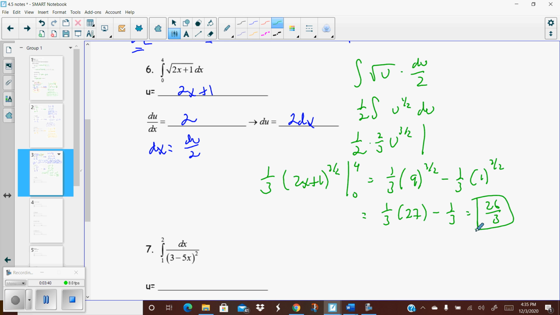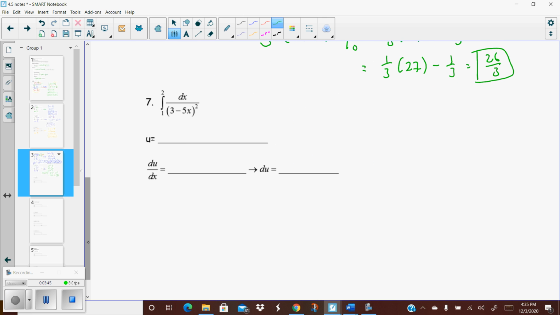Okay, number 7, same general idea. I have a definite integral. My composited piece is the denominator, but the more composited piece is the 3 minus 5x, which is within the denominator because that's all being squared. So I'm going to let u be 3 minus 5x. The du over dx is going to be -5, solving for dx. And you will get used to this process after you do it enough.